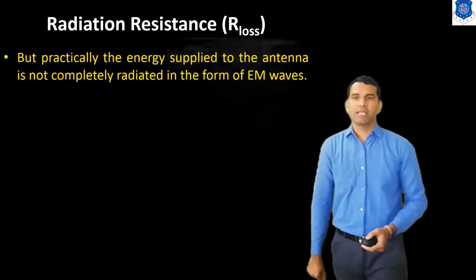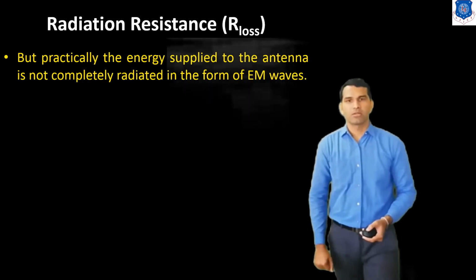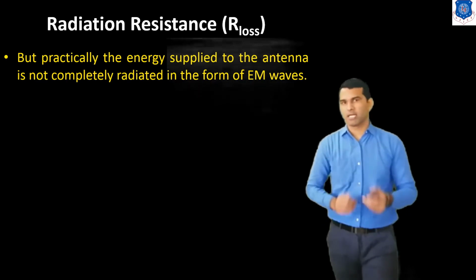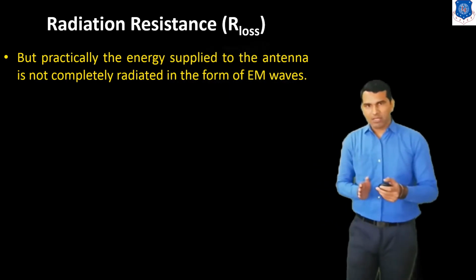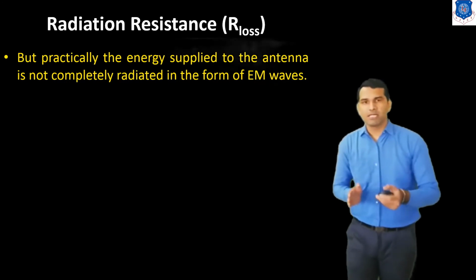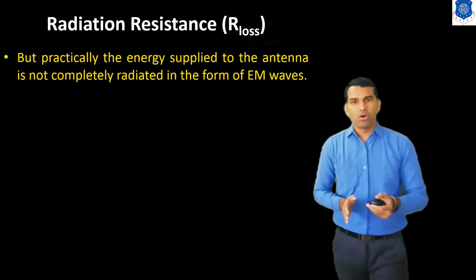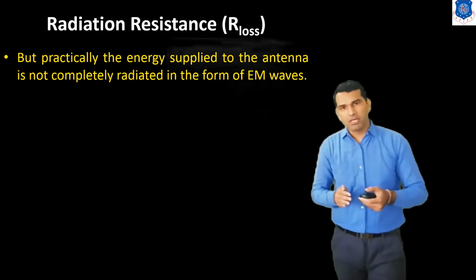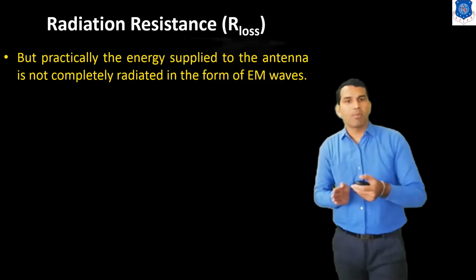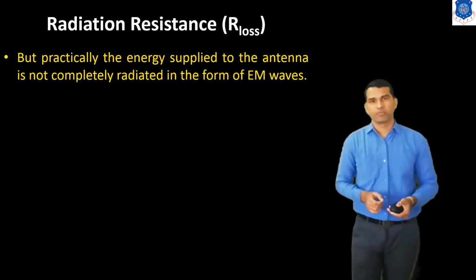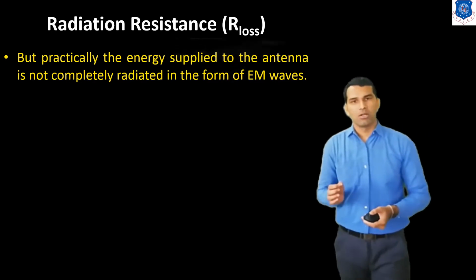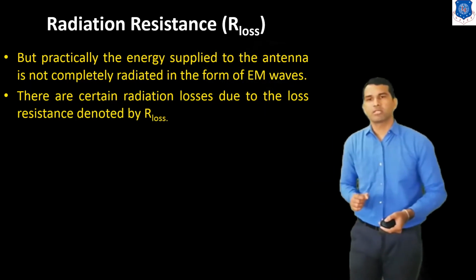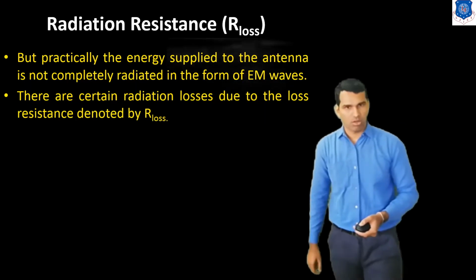But practically, the energy supplied to the antenna is not completely radiated in the form of electromagnetic wave. When we apply energy in the form of an electrical signal, we assume that all the energy is radiated. That means if we apply 30 dB power, all the 30 dB power is radiated, but actually it is not possible. So some energy is lost. There is a certain loss due to the loss resistance denoted by R loss.